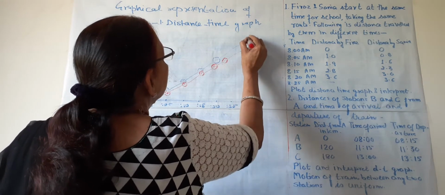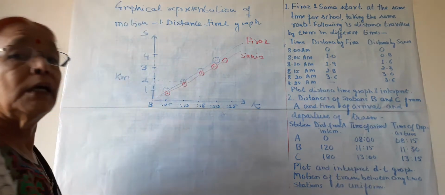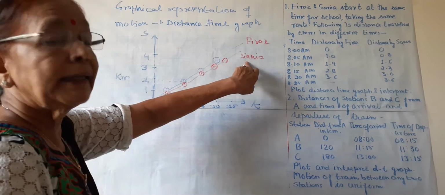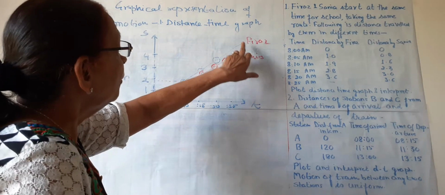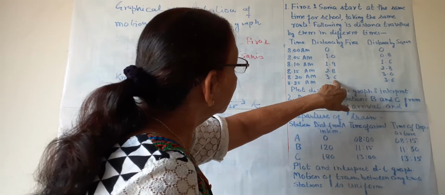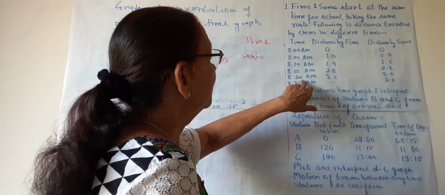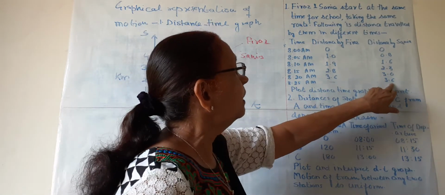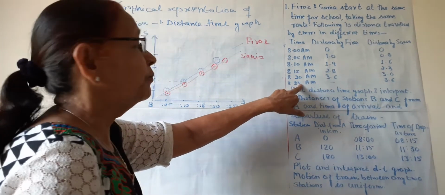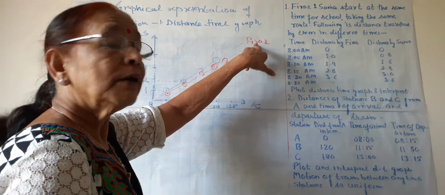And this is of Firoz. So who is going fast? Firoz is going fast and Sania is going slow. Firoz has covered 3.6 kilometers in 20 minutes, while Sania covered 3.6 kilometers in 25 minutes. So she is going slow and he is going fast.